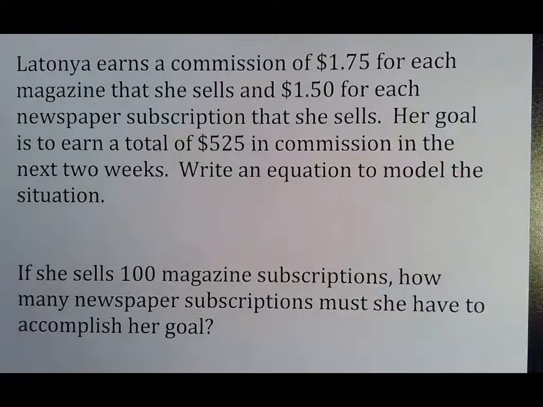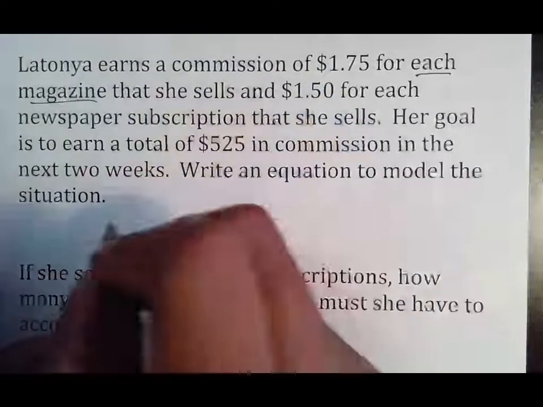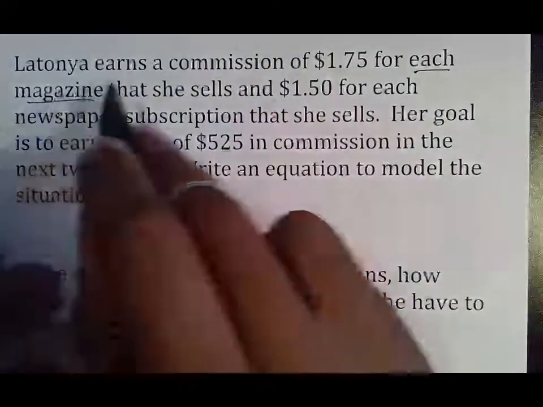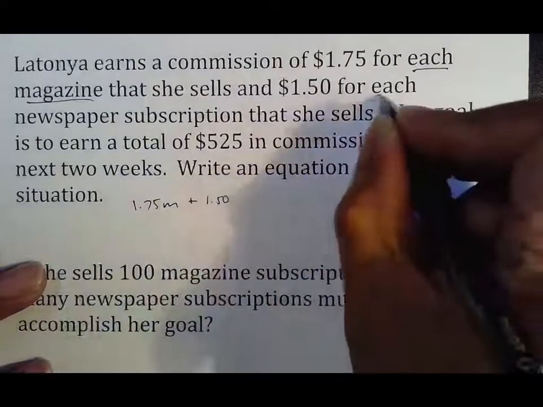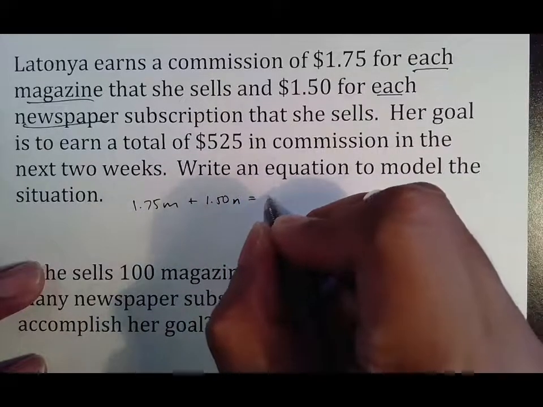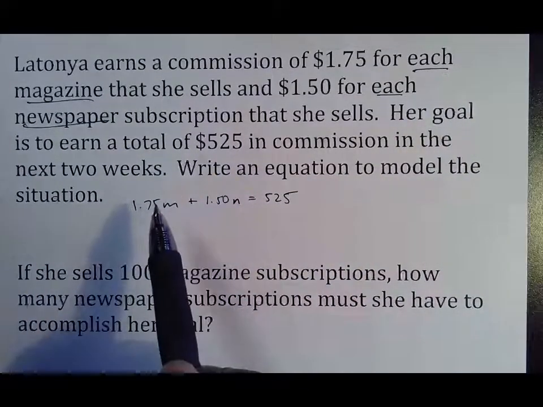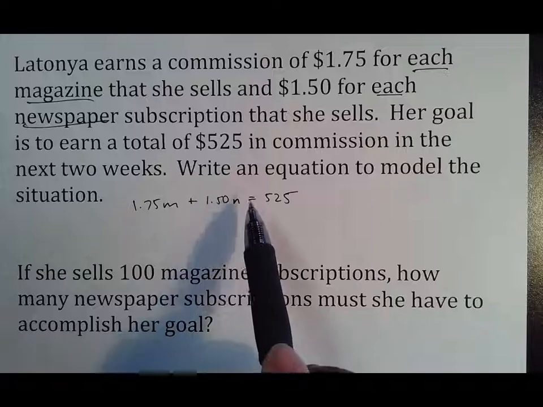So what we're looking at is, you notice that you have each magazine, which means what I would do is put 175M. That way I know what in the heck it is. I would not use a random X, because then I might have to plug something in and I need to know what it represents. She earns this much commission for each magazine, and this much commission for each newspaper, so that works together. So 150 for each newspaper, so I would use N and set that equal to 525, because that's what she wants to make. So the commission of 175 per magazine, and plus typically is what that means, 150 per newspaper should equal 525.